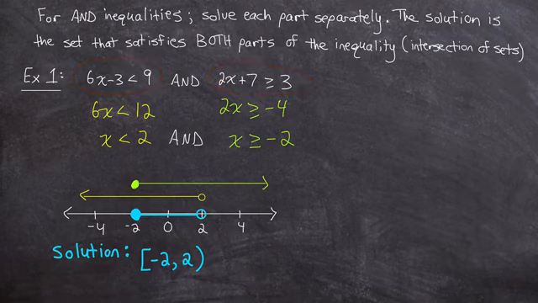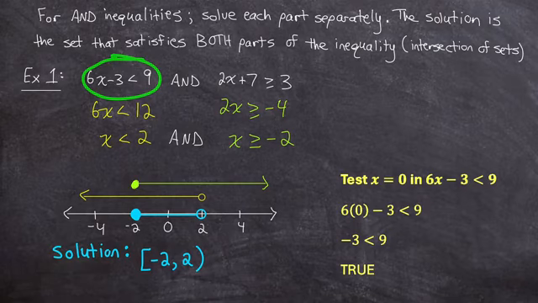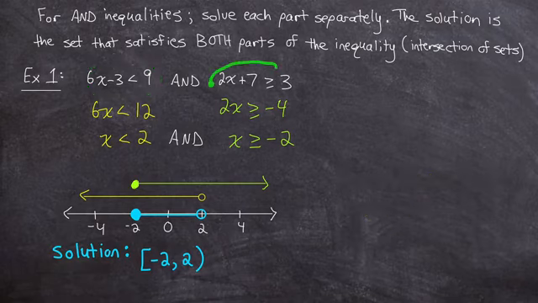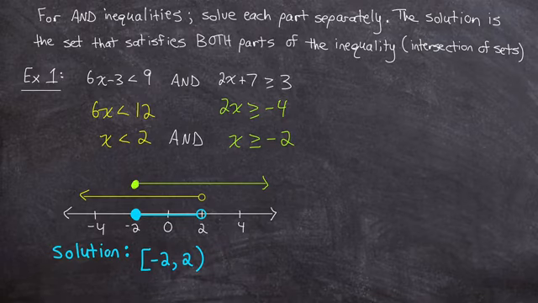We could even pick a test value. A number between -2 and 2 could be the number 0. If I subbed 0 in for x into the first inequality, I would get -3 is less than 9, which is true. And if I subbed 0 in for x into the second inequality, I would get 7 is greater than or equal to 3, which is also true. It satisfies both of the original inequalities.